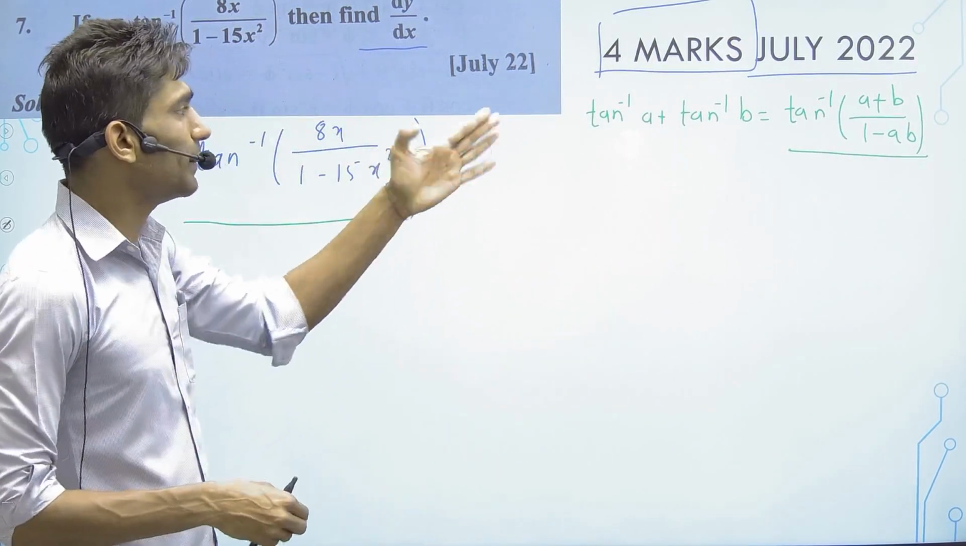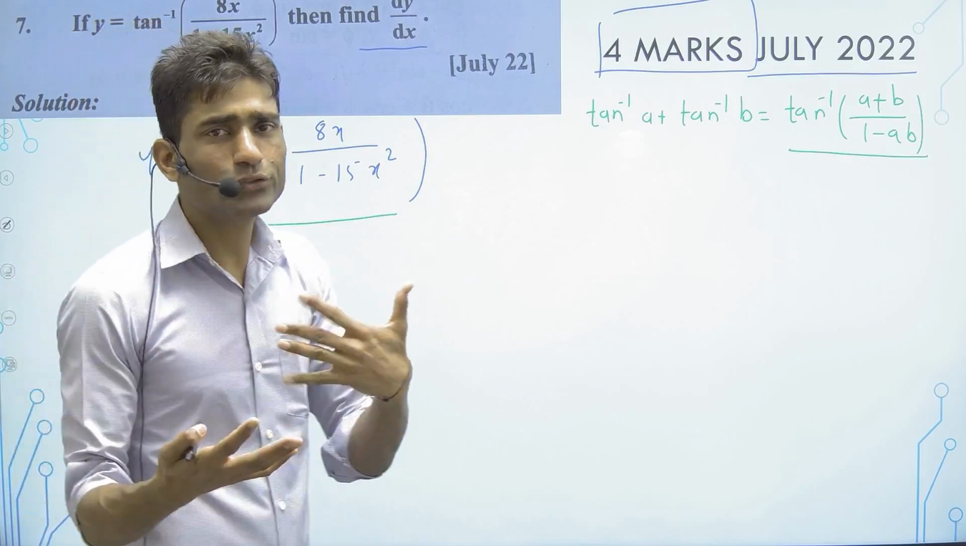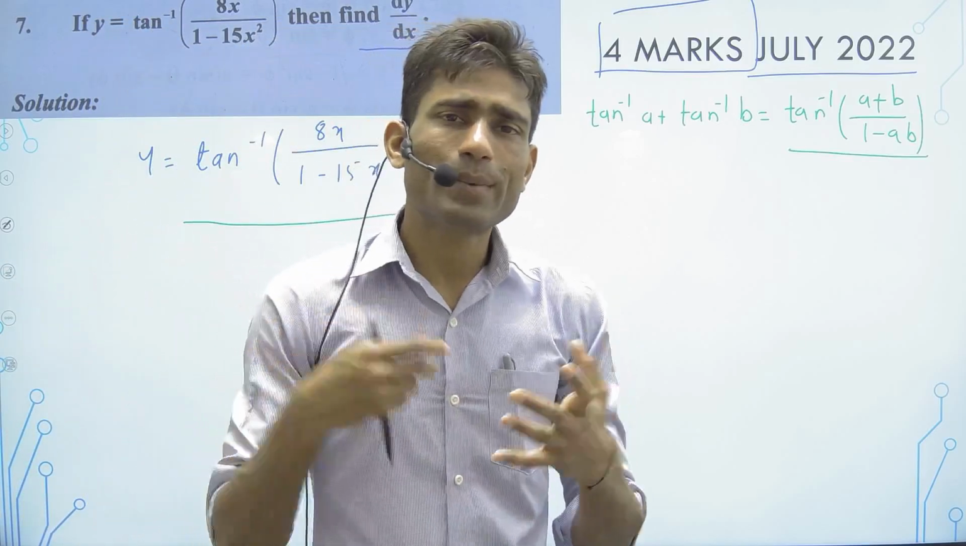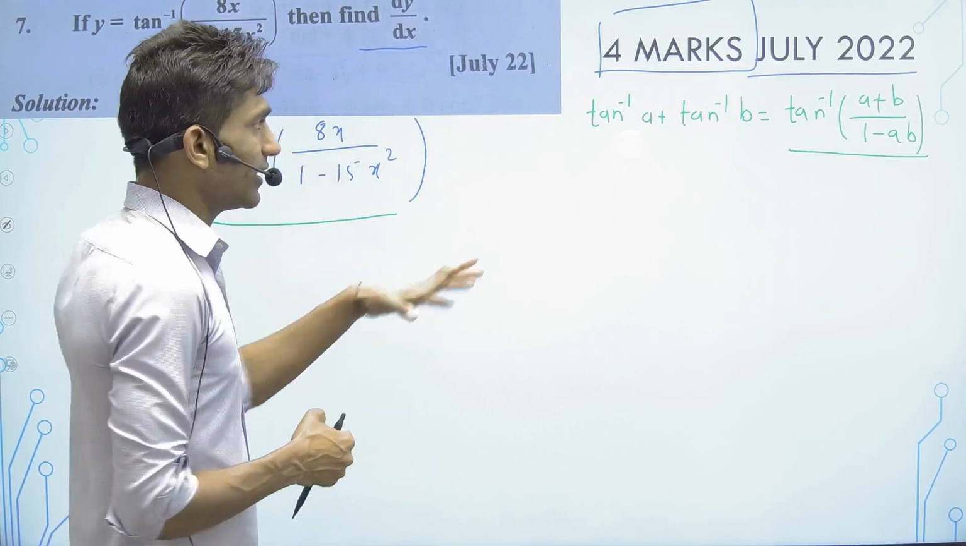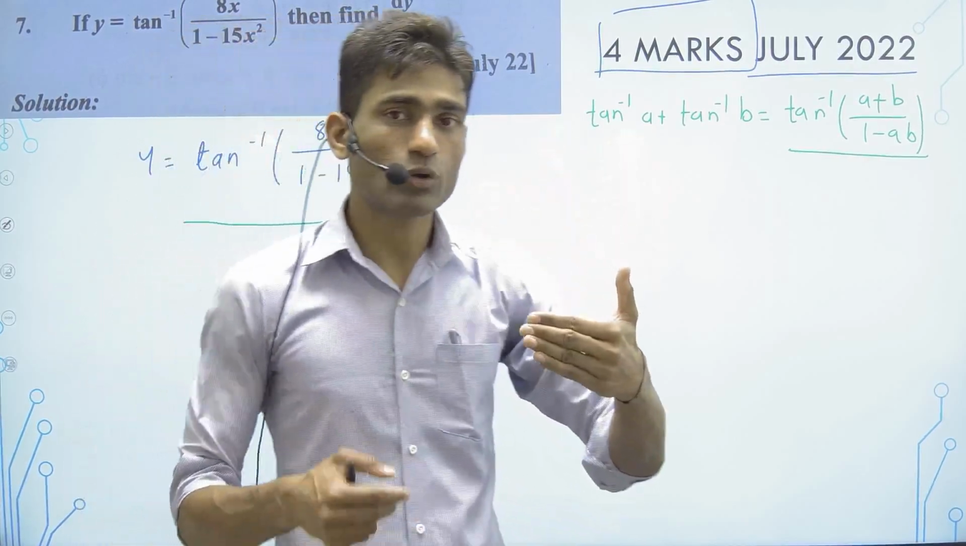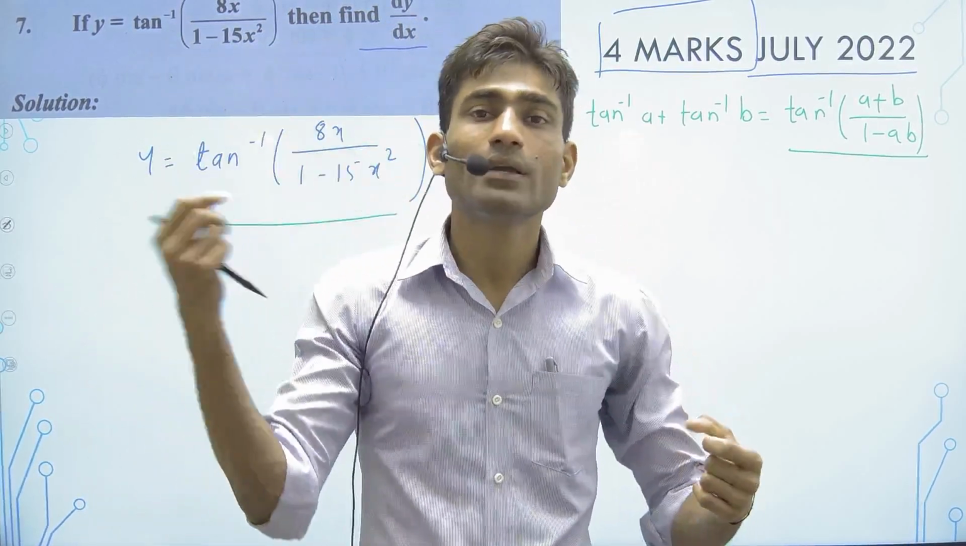And after this, the differentiation of tan inverse of x is equal to 1 upon 1 plus x square. So we apply this result here. Differentiation of tan inverse of x is 1 upon 1 plus x square.